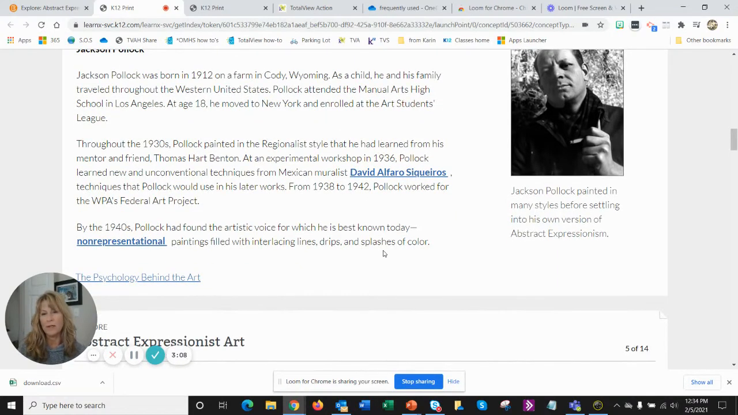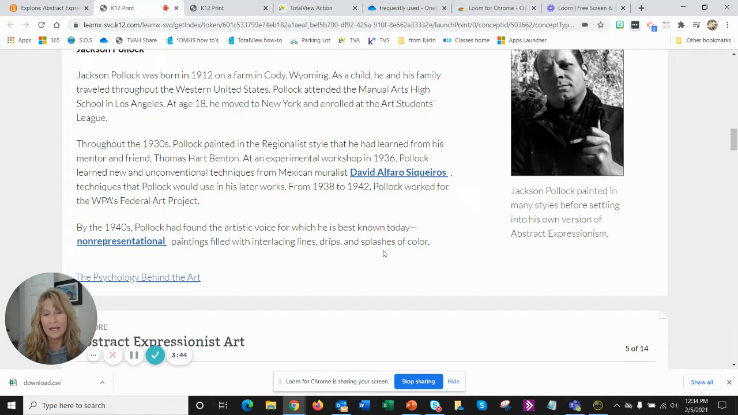Jackson Pollock was born in 1912 on a farm in Cody, Wyoming. As a child, he and his family traveled throughout the western United States. Pollock attended the Manual Arts High School in Los Angeles. At age 18, he moved to New York and enrolled at the Art Students League. Throughout the 1930s, he painted in the realist style that he had learned from his mentor and friend, Thomas Hart Benton. At an experimental workshop in 1936, Pollock learned new and unconventional techniques from Mexican muralist David Alfaro Siqueiros, techniques that Pollock would use in his later works.